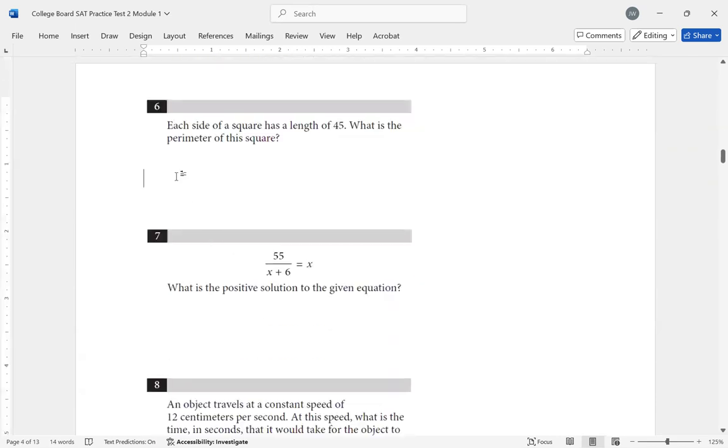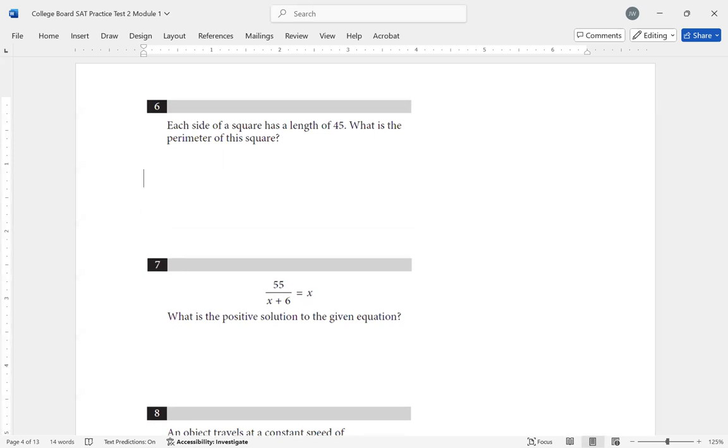Question 6 says each side of a square has length of 45. What is the perimeter of this square? Now, this is a square whose side lengths are 45. Perimeter is measuring around the outside. In other words, we have to add up all the sides. Since there are 4 sides of a square, oftentimes the perimeter formula is written as 4s.